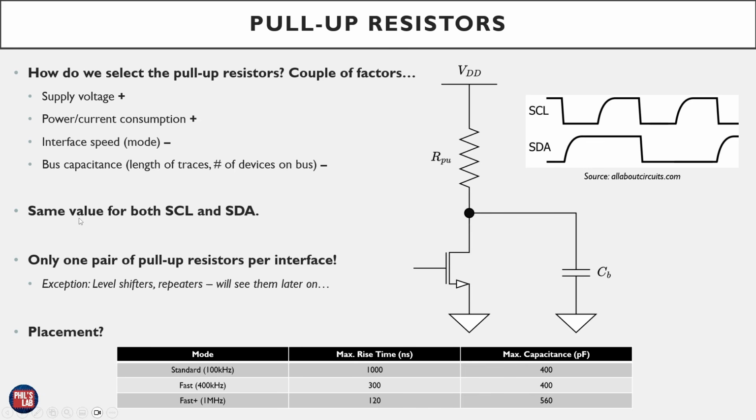Again, we want pull-up resistors on the SCL and SDA lines, and for a single interface, as a standard, we have the same value for SCL and SDA. Again, we only have one pair of pull-up resistors per interface, and there are exceptions, of course. If we're using, for example, level shifters or repeaters and buffers and so on, which we'll see later, then we will have several sets of pull-up resistors. The placement we'll talk about later on as well, and we'll see that's actually not particularly critical, but there are some standards we might go by.